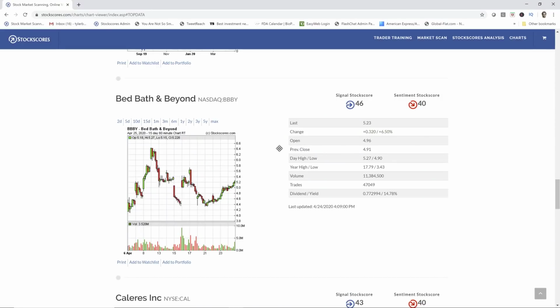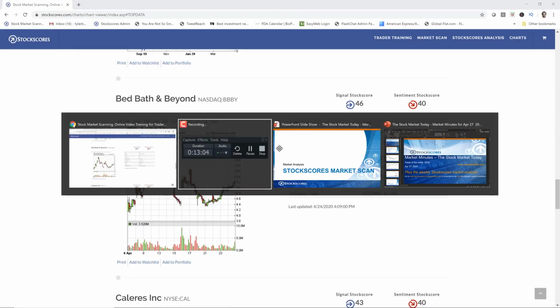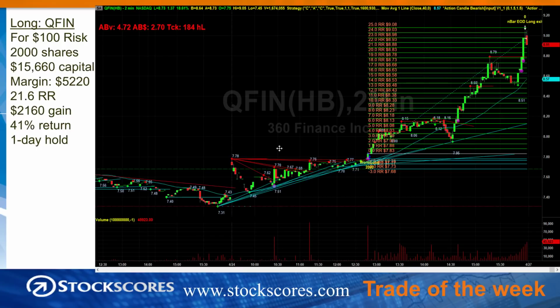All right, now it's time for our day trade of the week. And let's jump back over here. So this is QFIN, which was a day trade on Friday. It is a picture-perfect setup for my day trader strategy. What we look for is an action candle, which we had right here at the pink dot. And you can see it was breaking through resistance from rising bottoms.